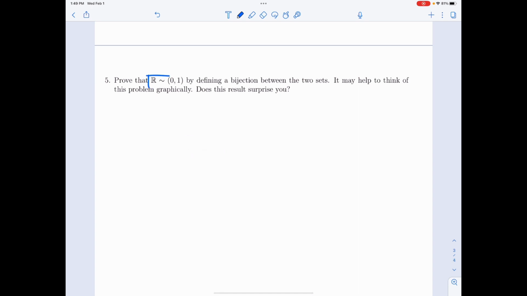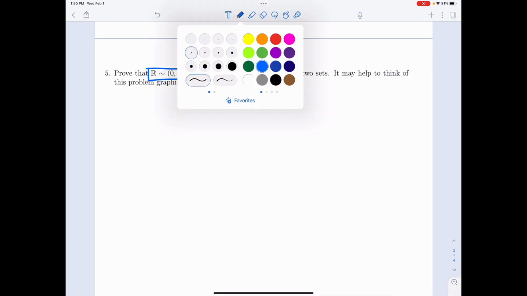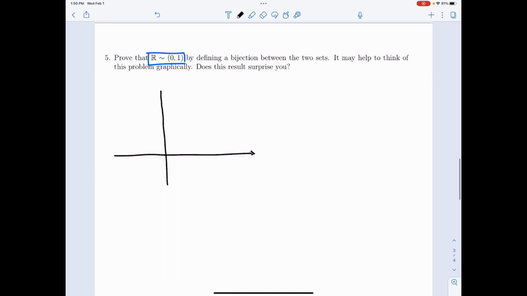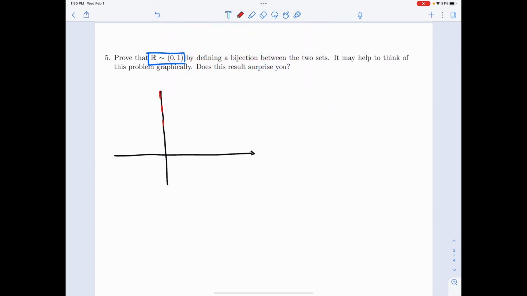So thinking of this, one of R or that interval is going to be the domain, and the other is going to be the codomain. And it doesn't matter the direction in which you define the map. So it may be helpful for you to think of the domain as being, for example, between 0 and 1.